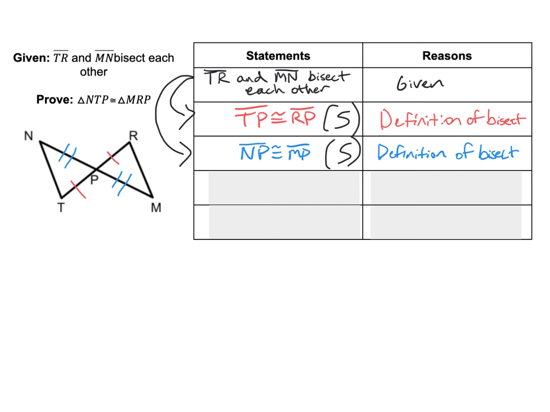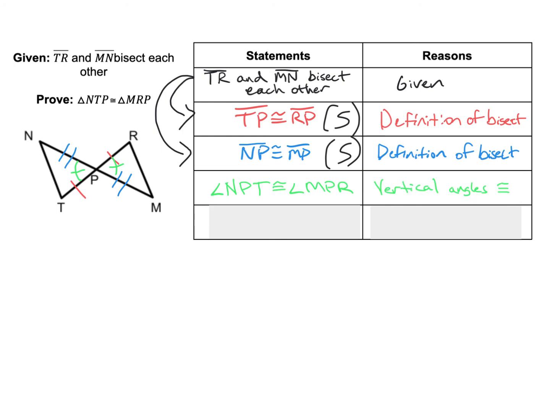If we look at the triangles one more time, we'll see that those triangles intersect at vertex P, creating two congruent vertical angles. So that's my next statement, that those two angles are the same. We do need to use three letters to name those angles. So angle NPT congruent to angle MPR. And our reason is just that vertical angles are congruent.